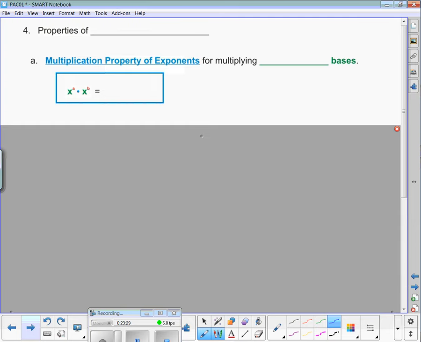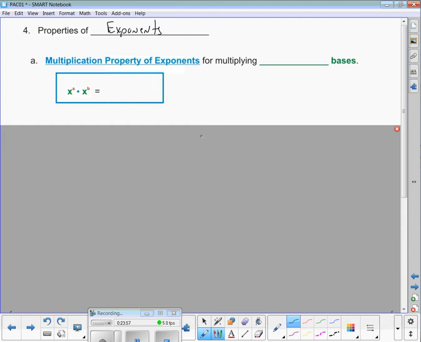All right, number 4. We got to get to some properties of exponents. I'm going to cover a couple of them today, and we're going to cover the other couple of them on Thursday. I'm going to break them up because these are really important, and you use them all the time in algebra, and these rules are going to be on every test the rest of the year. So you want to learn them now and learn them well, and they'll serve you well. So these are properties of exponents.